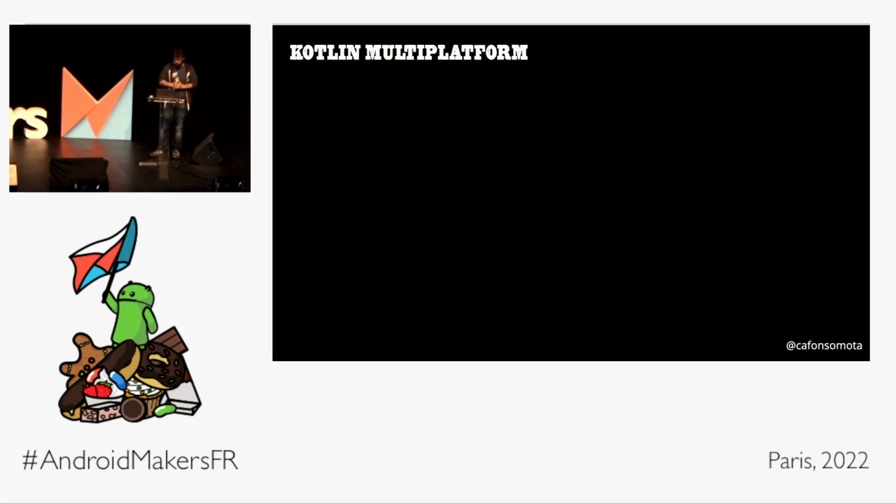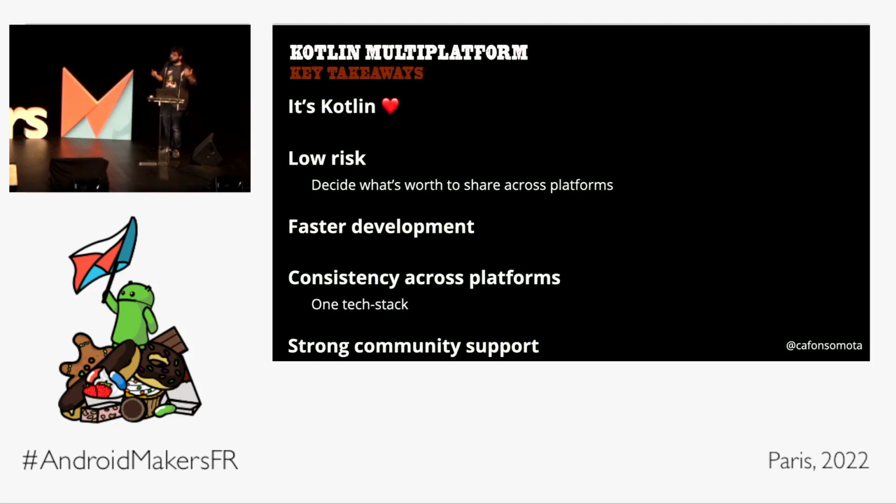So some key takeaways about Kotlin Multiplatform. So it's Kotlin. Once again, it's amazing. It's low risk. You decide what you want to share. You're not committing your entire project to multi-platform, although you should. It's going to foster your development because you're going to share your library across multi-platforms. It's going to give you consistency because you're going to have one tech stack. So in the end, there's not going to be that phrase, "I forgot to implement the caching mechanism" or something like that, because everyone is going to use the same stack.